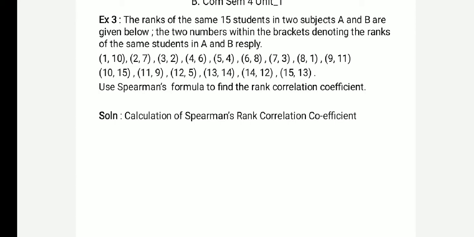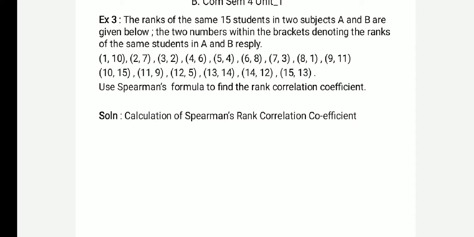If the ranks are not given, and only A and B values are given, then you have to give the ranks according to their merit. You have to arrange them in ascending or descending order of ranks. But in this case the ranks are already given. So use Spearman's formula to find the rank correlation coefficient.